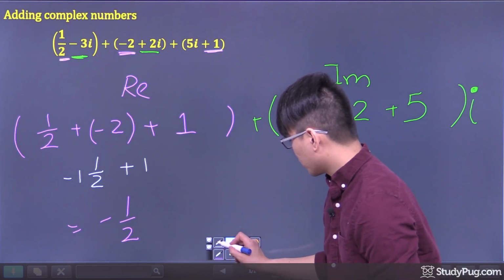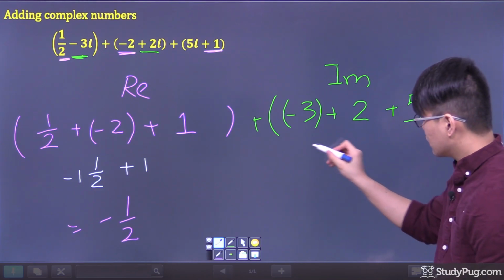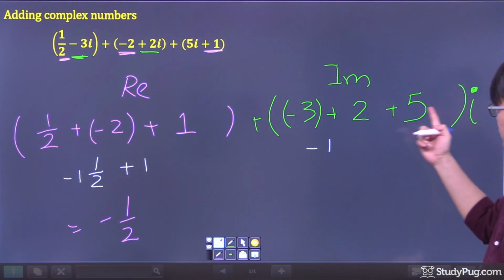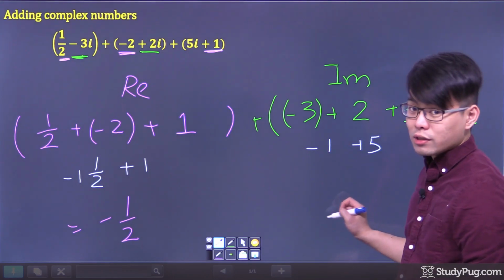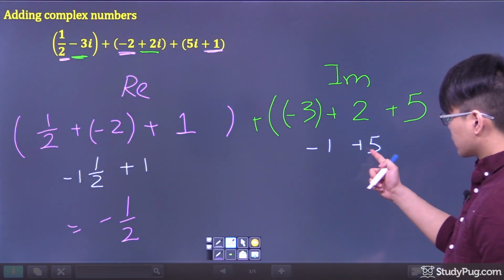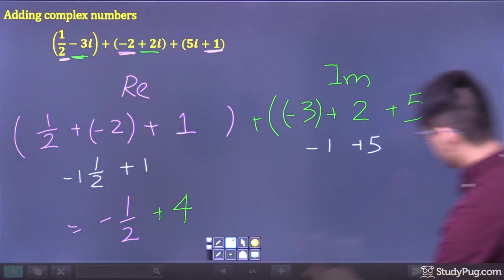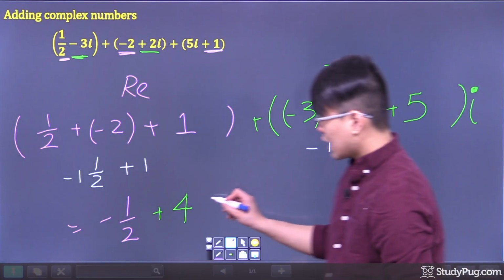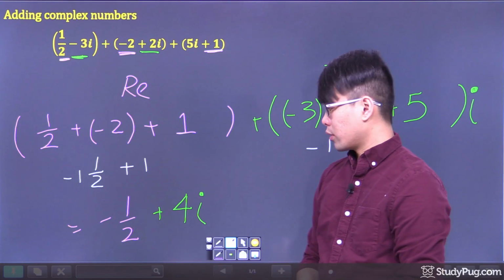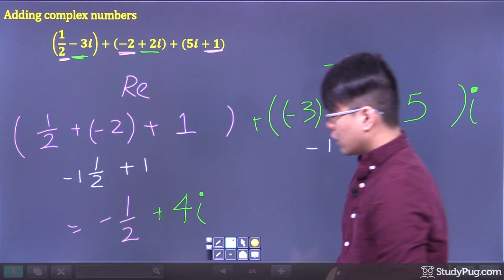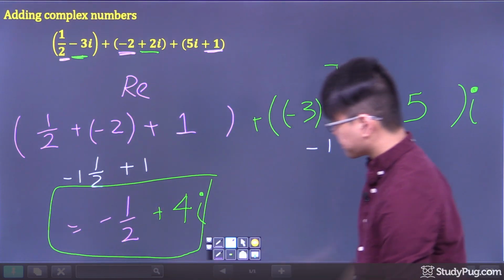Next, what about the imaginary part? The imaginary part here, we have -3 plus 2. So that's going to give us -1, right? Plus 5. This is going to give us +4, right? -1 plus 5, that's going to give us +4. And don't forget the i here, because without the i, we can't tell that this 4 is an imaginary part of this new complex number, right? So this is our final answer to this question. We are done.